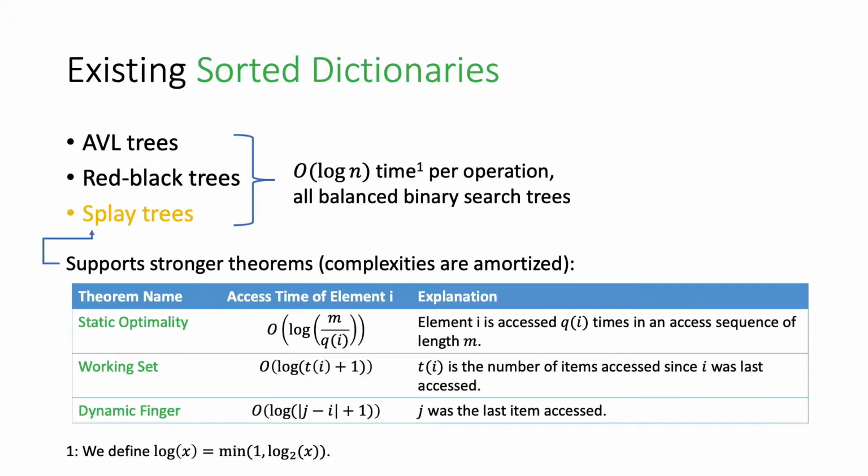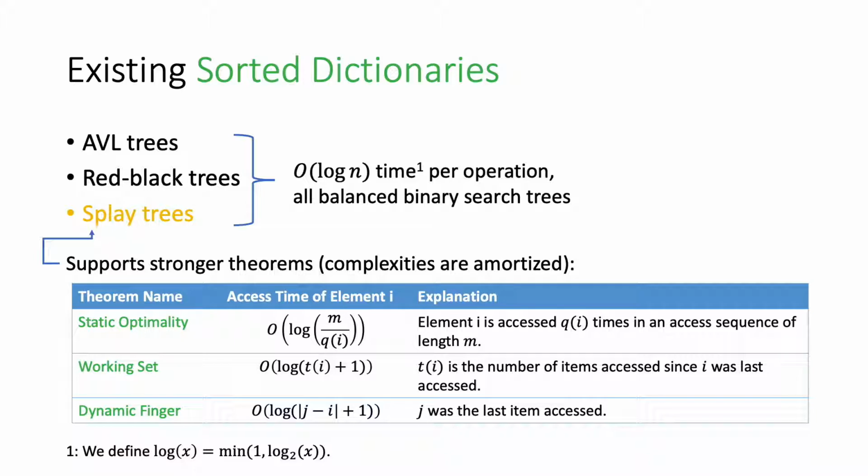And the splay tree in particular does support these theorems with slightly improved complexities for access times and amortized time. I'll just describe them briefly here. I only have a few listed. Static optimality says roughly that you can access element i in time proportional to its frequency, or more efficiently if it's accessed more frequently.